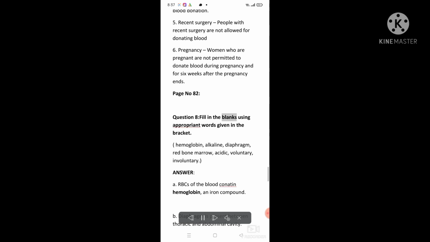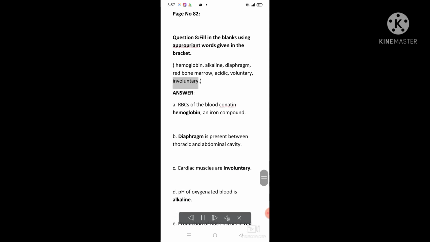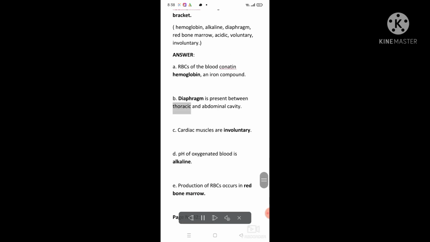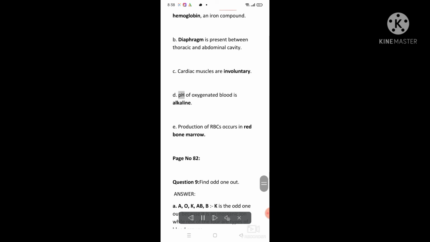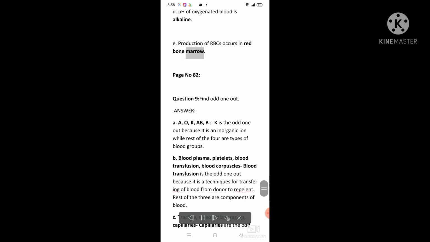Question 8. Fill in the blanks using appropriate words given in the bracket. Hemoglobin, alkaline, diaphragm, red bone marrow, acidic, voluntary, involuntary. Answer. A. RBCs of the blood contain hemoglobin, an iron compound. B. Diaphragm is present between thoracic and abdominal cavity. C. Cardiac muscles are involuntary. D. pH of oxygenated blood is alkaline. E. Production of RBCs occurs in red bone marrow. Page number 82.